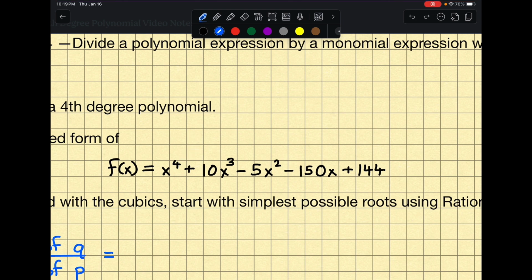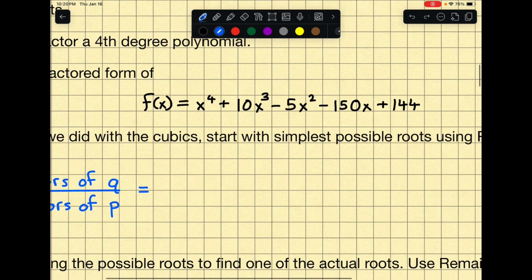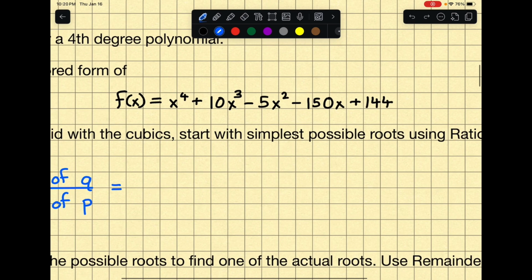And the process for factoring a fourth degree polynomial, like with the cubic in lesson 27, is we need to test to find the first couple of roots or factors, however we're looking at it. And then once we pull those out, we get down to the quadratic, and the quadratic is easy to solve from there. So to figure out what to start with, that's where we're going to use rational root theorem.